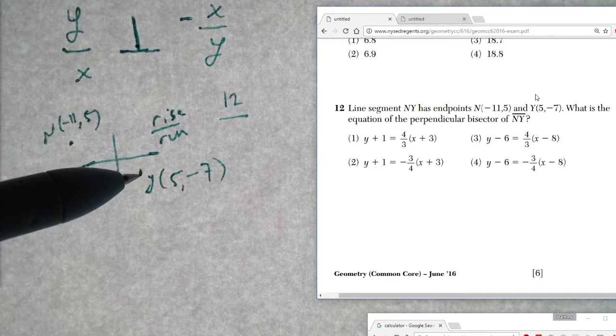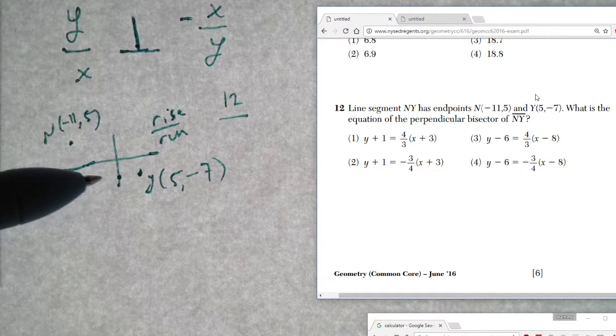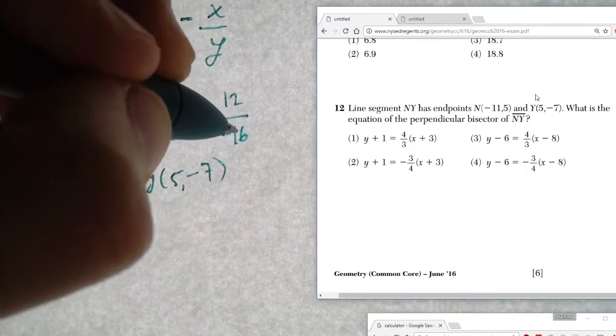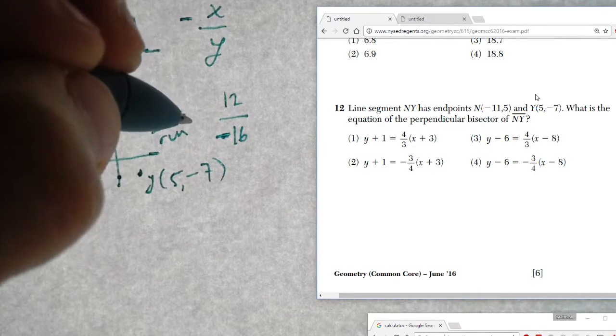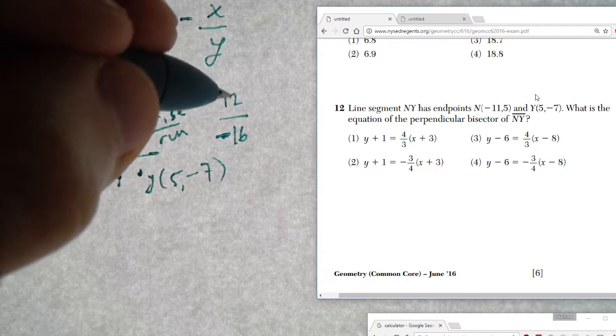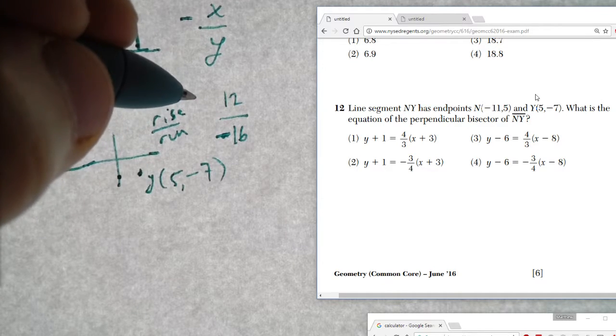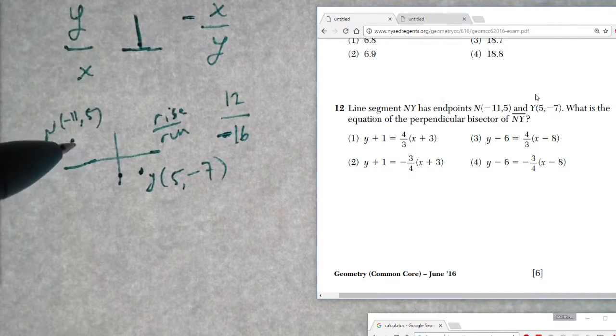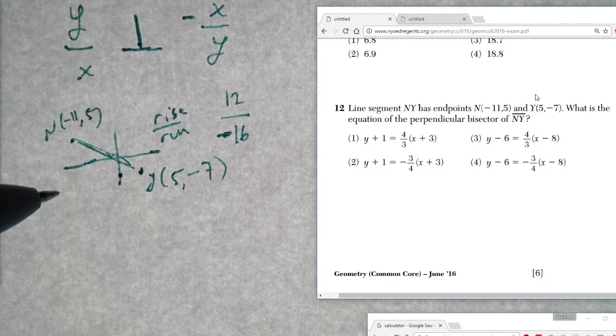My run now, I'm starting from the same point. I had to go -5 in this direction, -11 more over here, so 5 and 11, it's going to be 16, but it was all to the left, so it's going to be -16. So my slope is 12 over -16, which is the same thing as just -12 over 16. You can also see that it's a negative slope because it's going down from left to right.